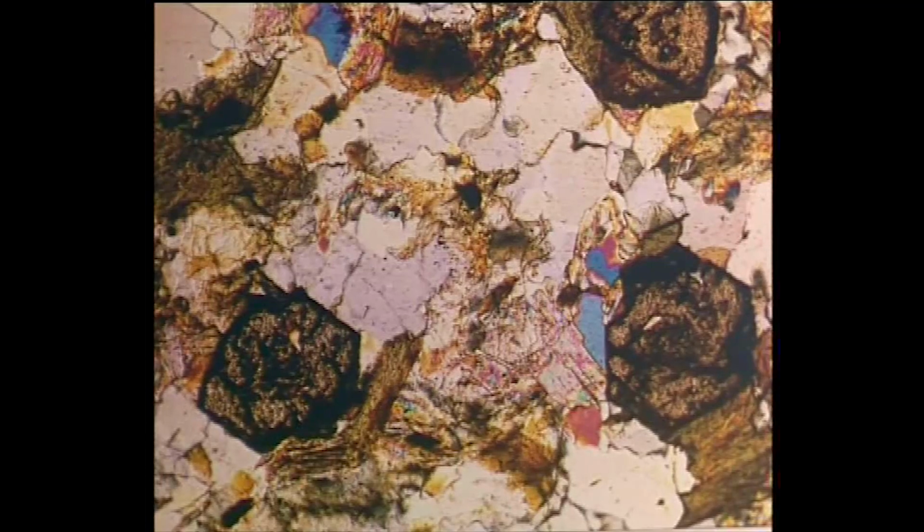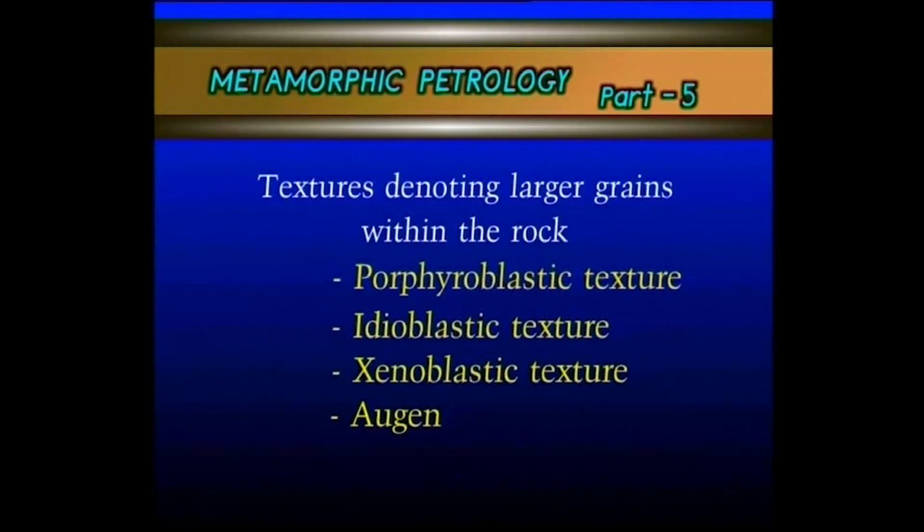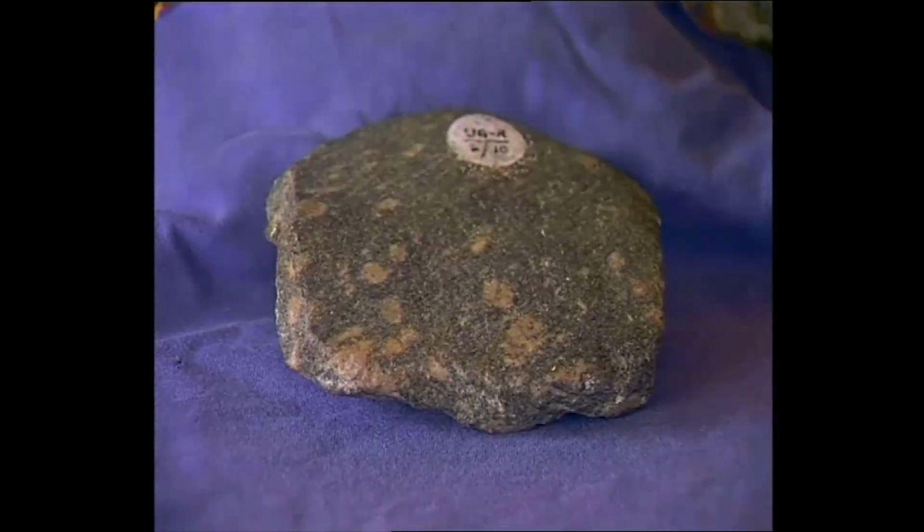Now let us take the second important one, that is idioblastic texture. And in idioblastic texture, the mineral grains must be euhedral. Euhedral means whatever faces are present, that means all faces are very well developed, and particularly if the euhedral crystal is embedded in a fine-grained ground mass, then the texture is known as idioblastic texture.